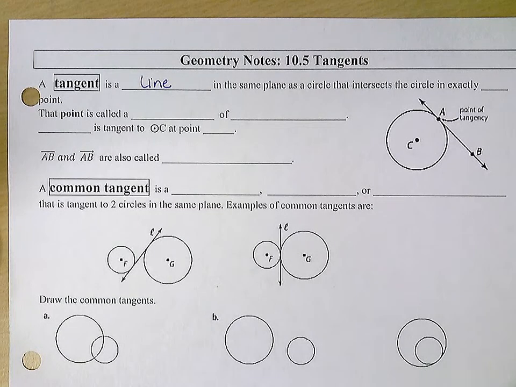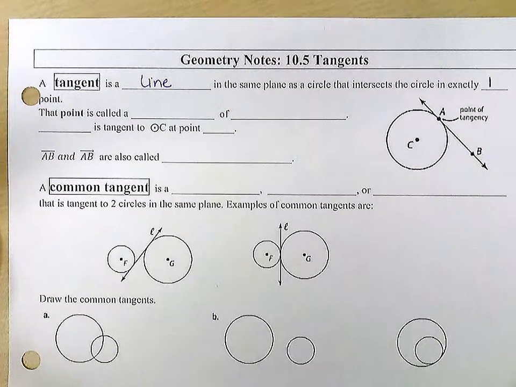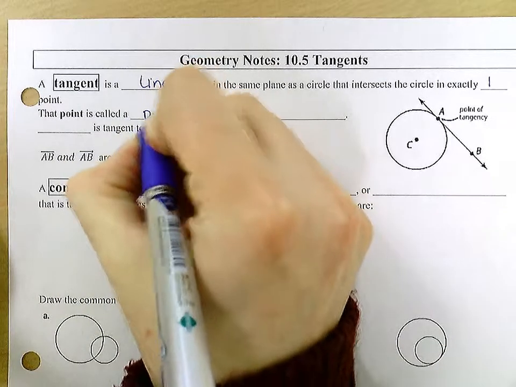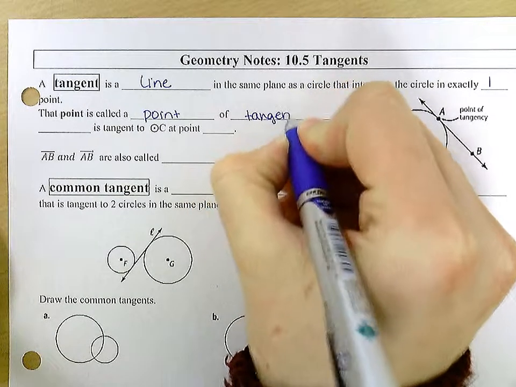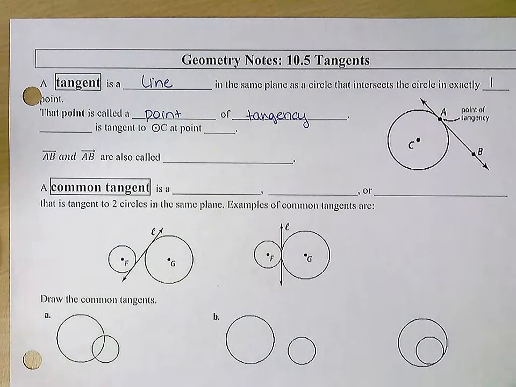A tangent is a line in the same plane as a circle that intersects the circle in exactly one point. Okay, so this is a line that will only intersect your circle in one specific point. Now that point is called a point of tangency. Okay, so that point of intersection is called the point of tangency.